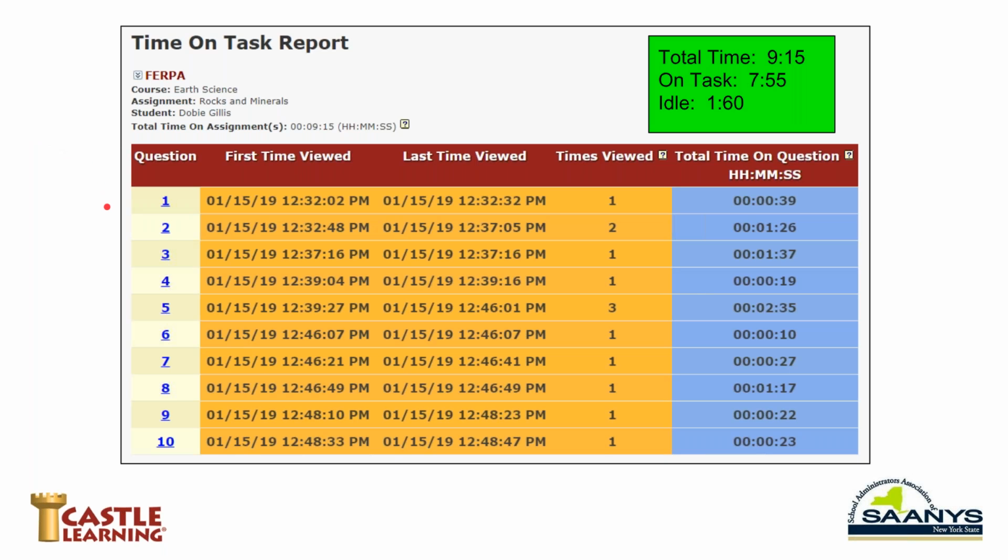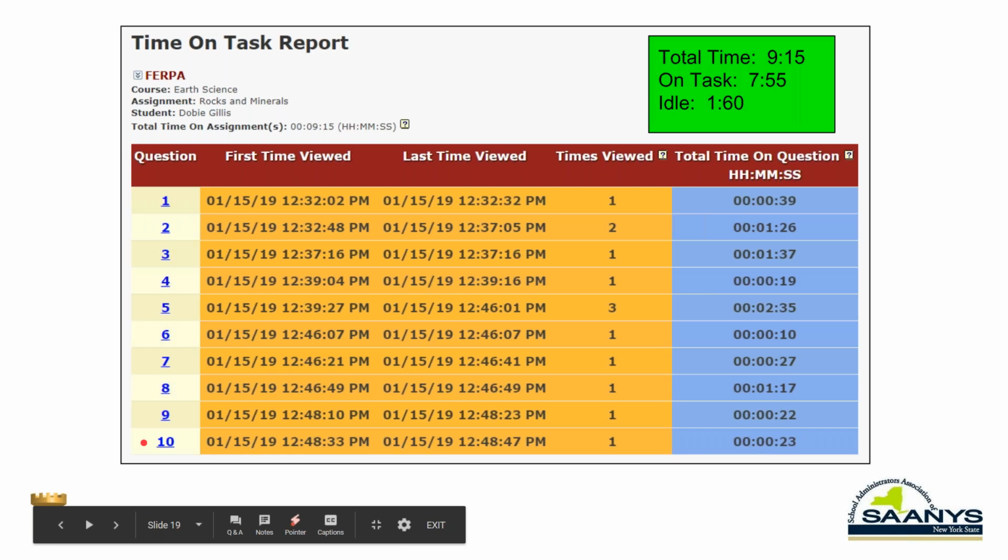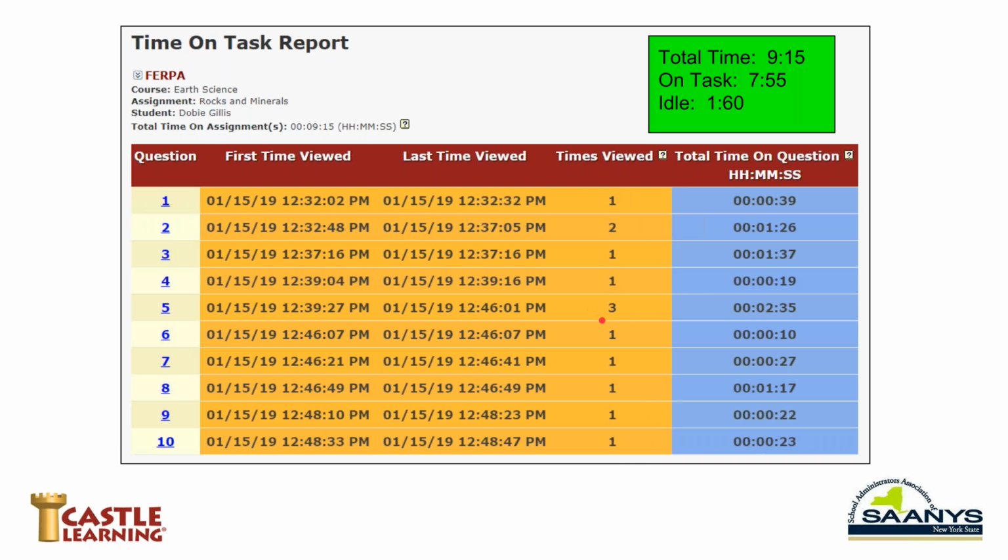As an example, there were 10 questions that the student had to take based on this activity. We know the date and time that they first viewed it and the last date and time they viewed it. We'll know in this column right here in the center how many times they viewed it. So in question number 5, the student actually viewed it 3 times, meaning they were on it, they left it, they came back, they left it again, they came back. The blue column on the right tells us exactly how much time was spent on each individual question, from the time the student looked at it till the time they answered it. So we know that question number 5 took them a total of 2 minutes and 35 seconds.